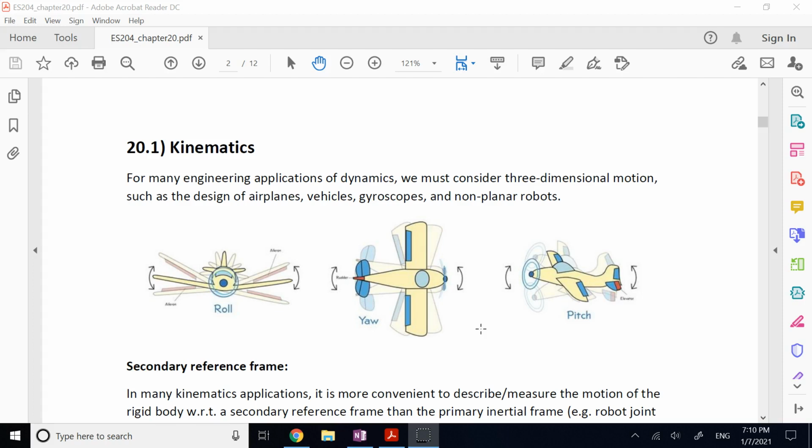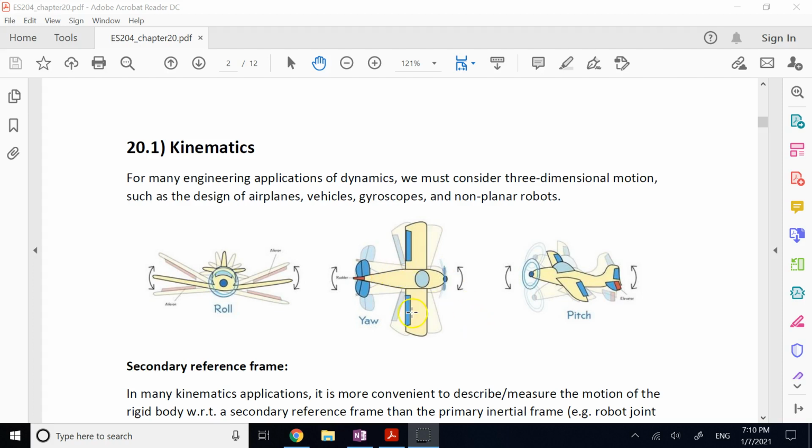Right? But for many engineering applications, we cannot just get away with a 2D representation of the problem, right? So most of the problems we have seen so far, we could get away with 2D because the object was thin, because the motion was only in 2D, or many other cases.